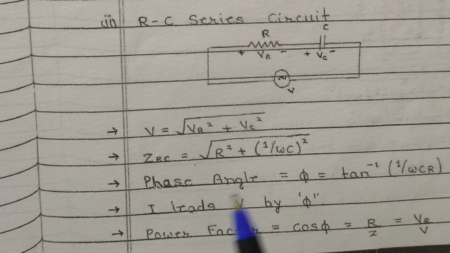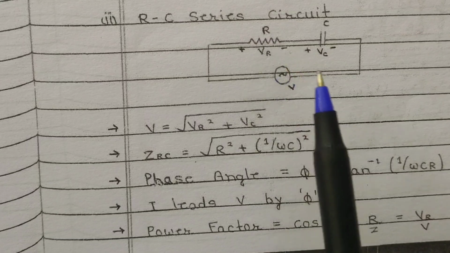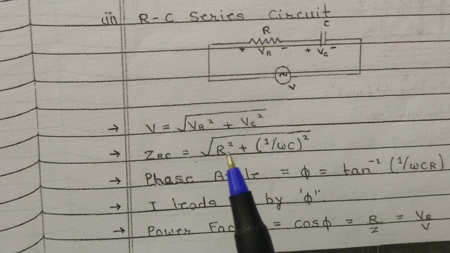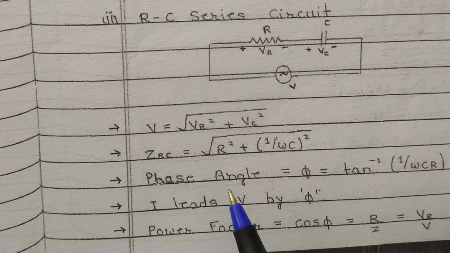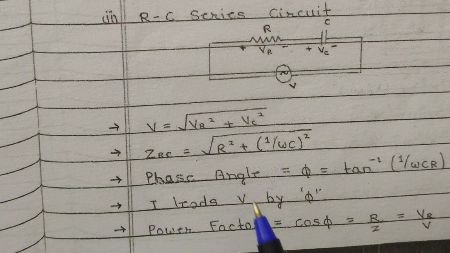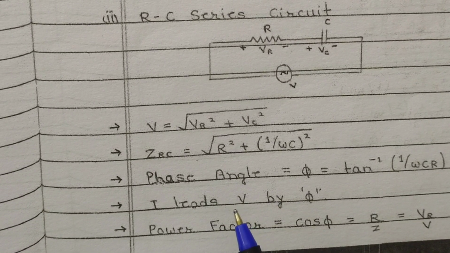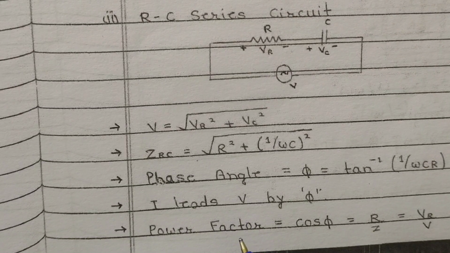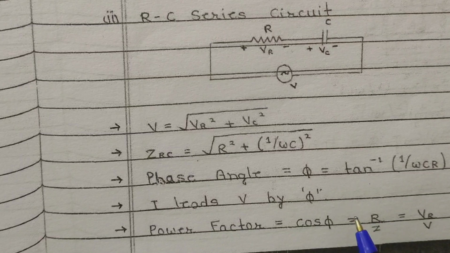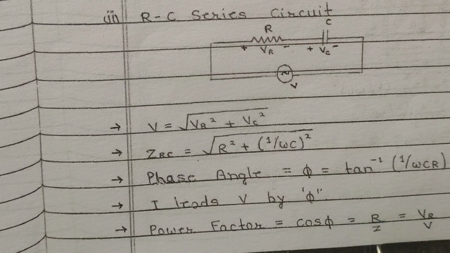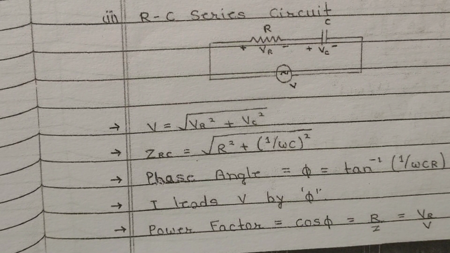Similarly, for RC series circuit, it consists of a resistor and capacitor in series with a voltage source. V is equal to under root of VR square plus VC square. Z is equal to under root of R square plus XC square. XC is equal to 1 by omega C, whole square. Phase angle is equal to tan inverse of 1 by omega RC. Here current leads voltage by an angle of phi. Cos phi is equal to VR by V or R by Z, same as in RL circuit.